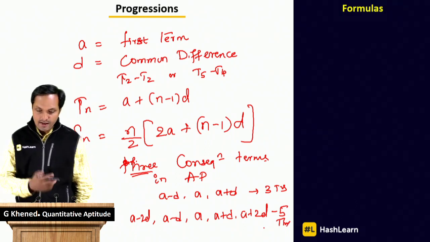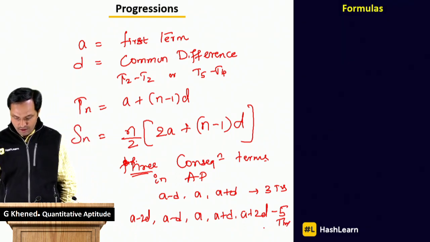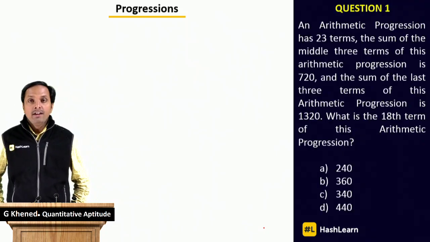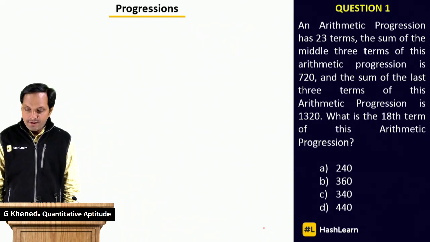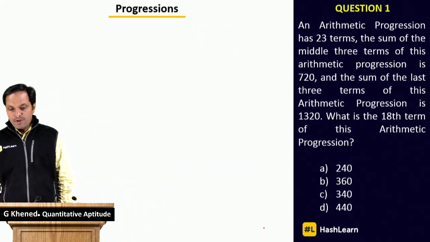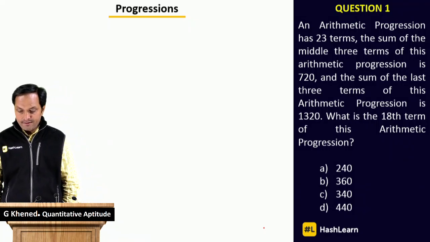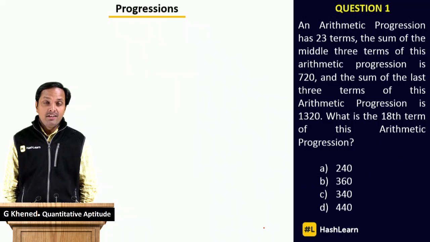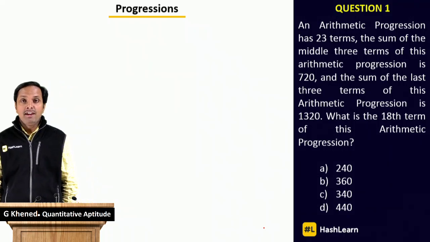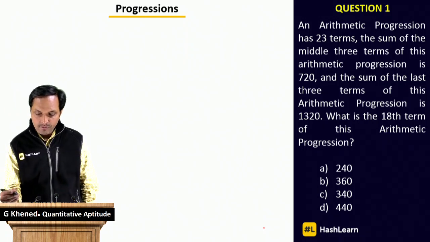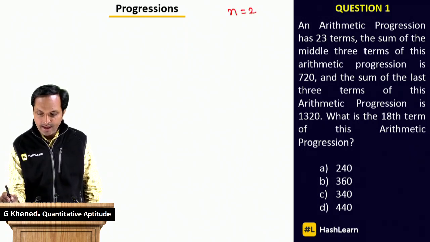Okay, is it clear? With this basics we shall start some problems on progression. Here is numerical question 1. The question is, an AP has 23 terms. So 23 terms means n is 23. You should make a note: n is 23.